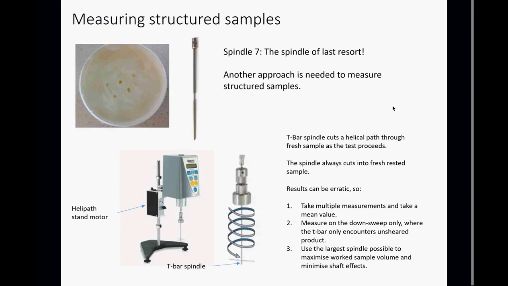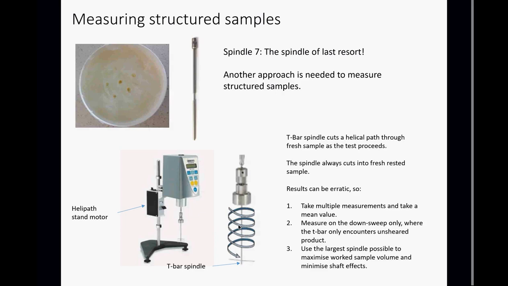There's a simple attachment that can go onto a viscometer, the helipath and T-bar attachment. The T-bar is a type of spindle that is exactly that. It has a horizontal bar across it. And the helipath is this unit at the back here. What this does is this drives the instrument down slowly while the T-bar spirals its way through the sample. This is really useful because what this is doing then is it's allowing the viscometer to cut its way into fresh sample right the way throughout the measurement.